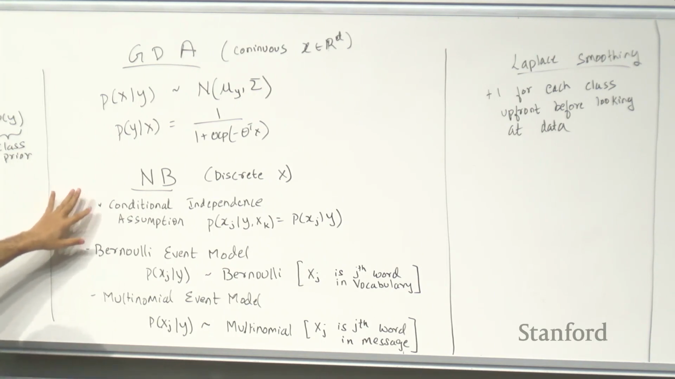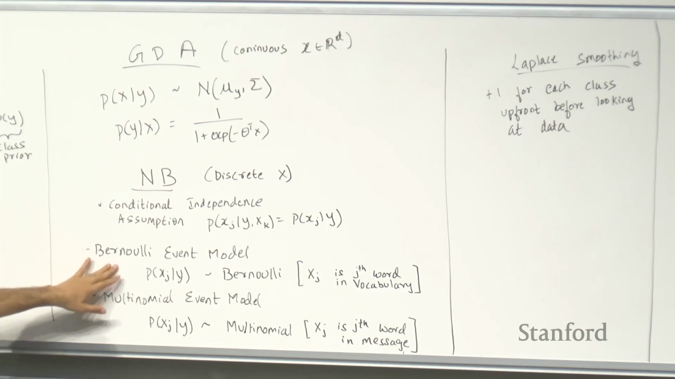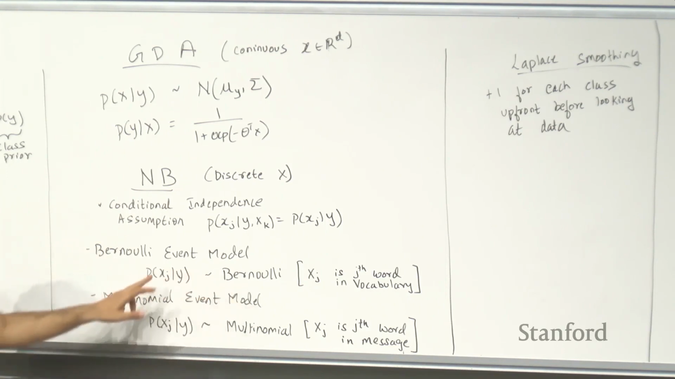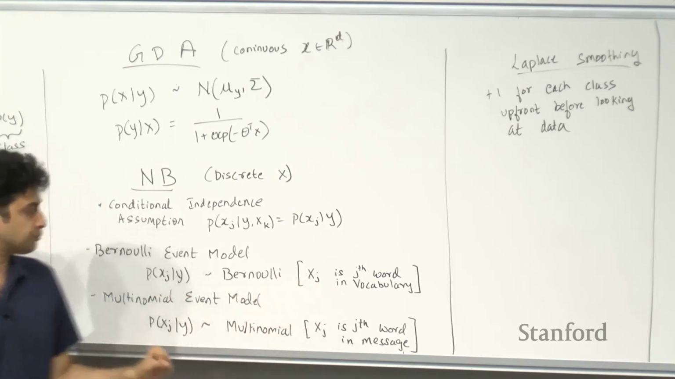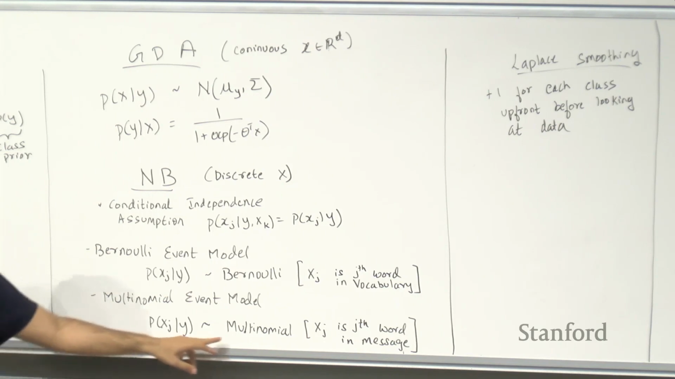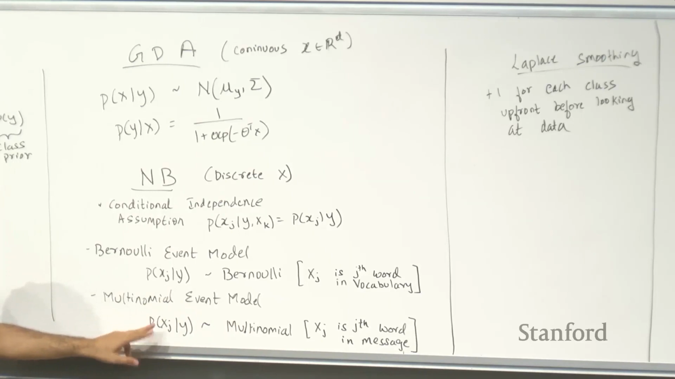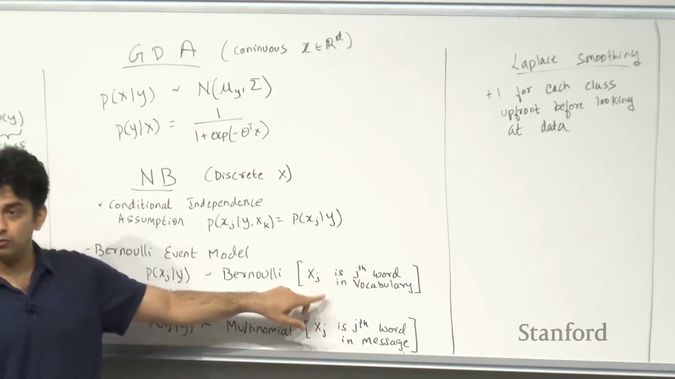Using this conditional independence assumption, we constructed two different event models. The first event model that we saw was called the Bernoulli event model, where P of xj given y follows a Bernoulli distribution, and here xj refers to the jth word in our vocabulary or our dictionary. We saw another model called the multinomial event model, where P of xj given y follows a multinomial distribution, but crucially xj over here refers to the jth word in the message. Here xj referred to the jth word in the vocabulary.